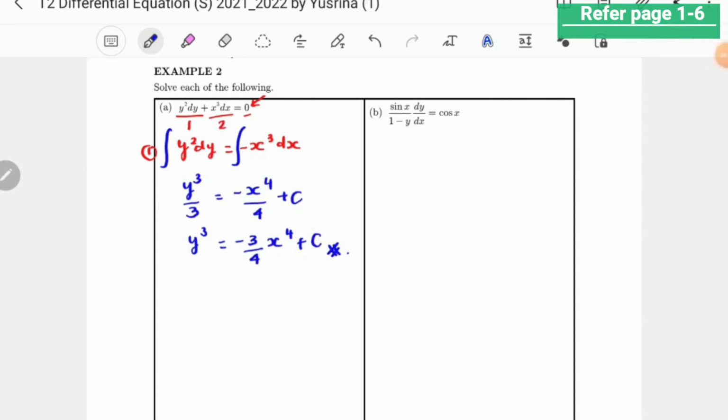Okay, we call this one the general solution because we have an arbitrary constant c. Okay, so next, b: sin x over 1 minus y dy/dx equals cos x. So this one we have two terms, 1, 2, so we can use the separable variable method. So first try to separate the variable first.